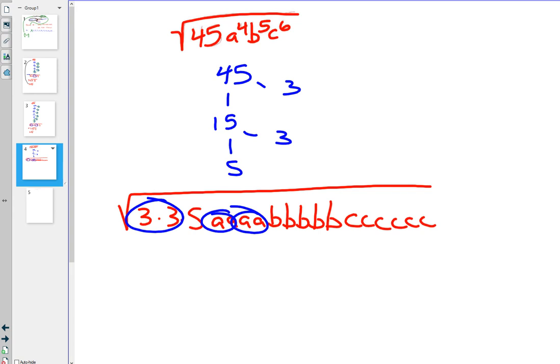There's a pair of A's. I have a pair of B's, but one B gets left behind. And in the C's, I was luckily able to break out all of the C's.